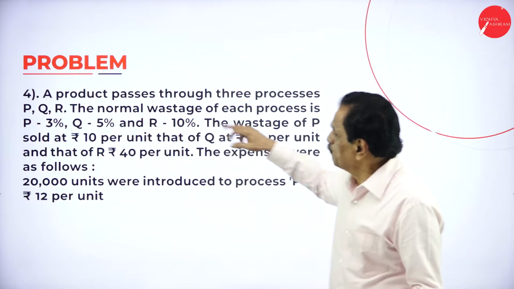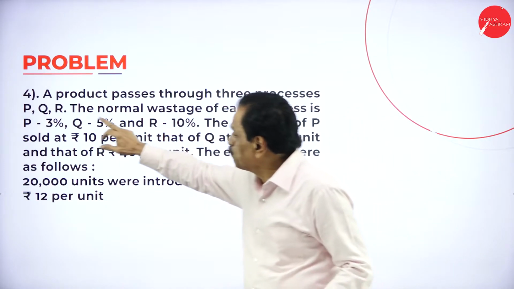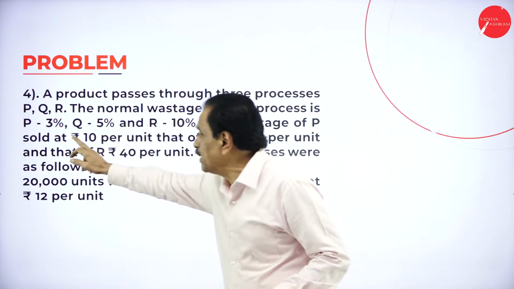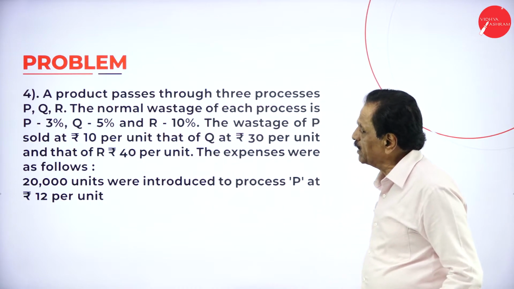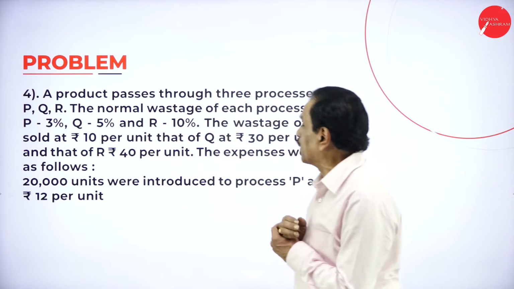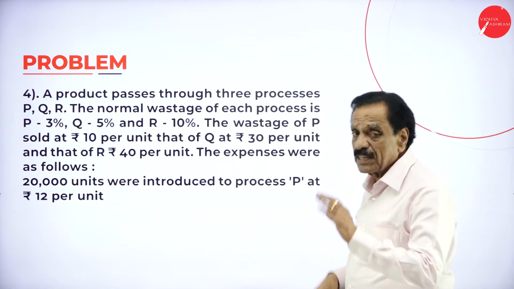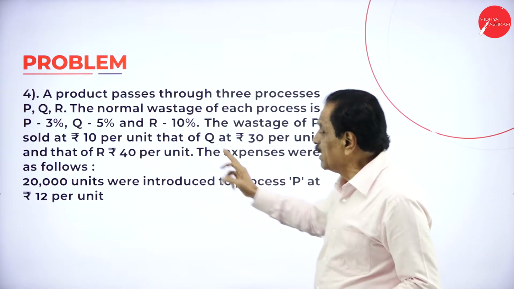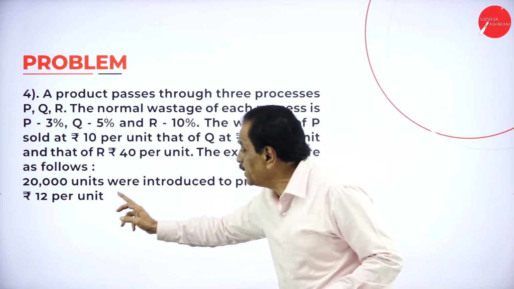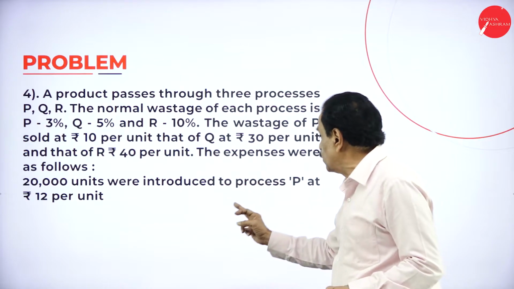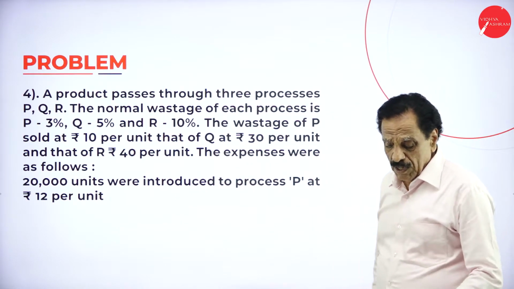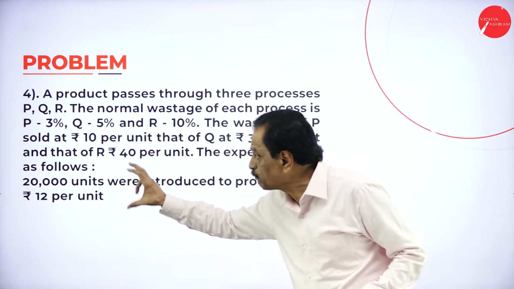A product passes through three processes, P, Q, R. The normal wastage of each process is P 3%, Q 5%, R 10%. The wastage of P is sold at rupees 10 per unit, that of Q 30, that is the realization value per unit, that of R 40 per unit. The expenses were as follows. 20,000 units were introduced to process P at rupees 12 per unit. So, we are going to work out and explain the particular problem.